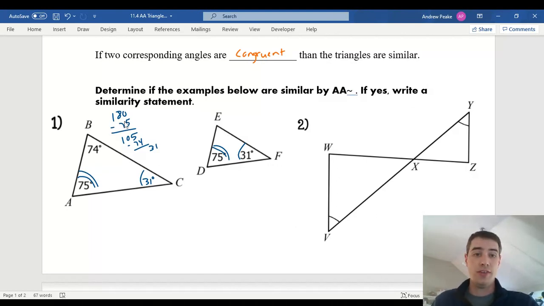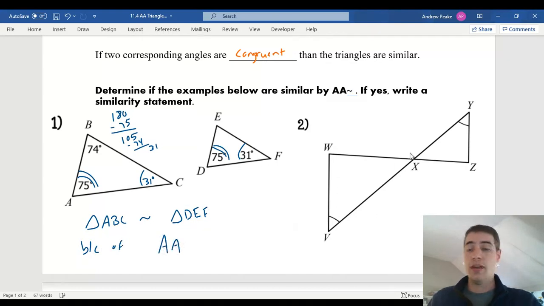So we'll say triangle ABC is similar to triangle, in this case, DEF, because of the angle-angle theorem. Okay.